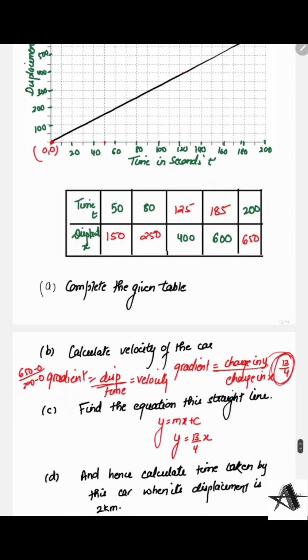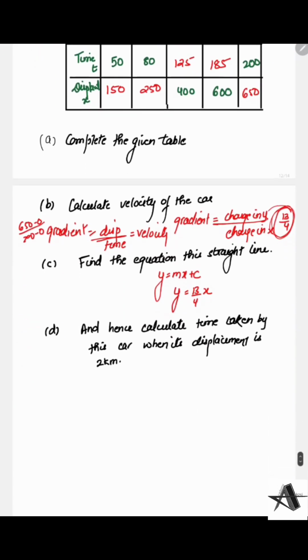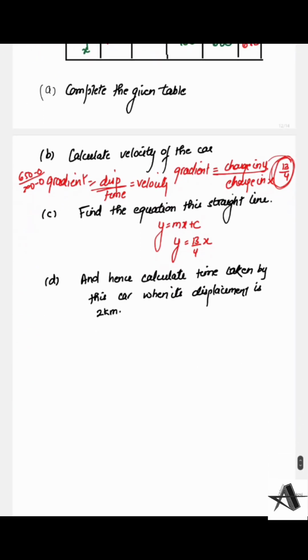Next is, and hence calculate the time taken by this car when its displacement is 2 kilometers. And hence, that means you're supposed to use this equation. You have to calculate the time. Displacement is on the y-axis, so y is already given as 2000, and x, the time, you have to calculate.